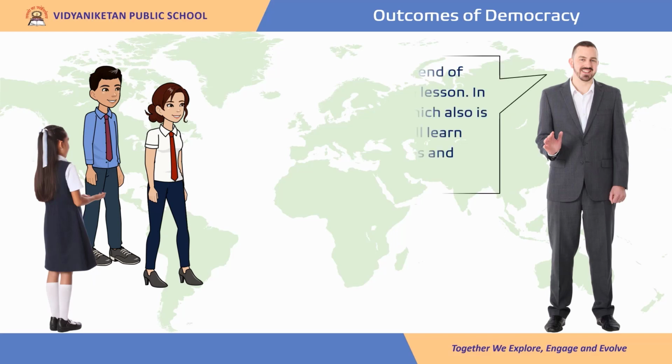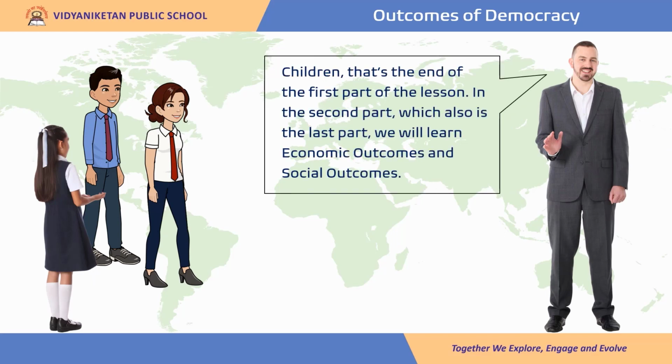Children, that's the end of the first part of the lesson. In the second part, which also is the last part, we will learn economic outcomes and social outcomes of democracy.